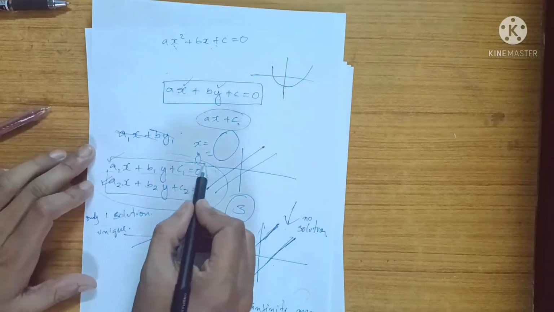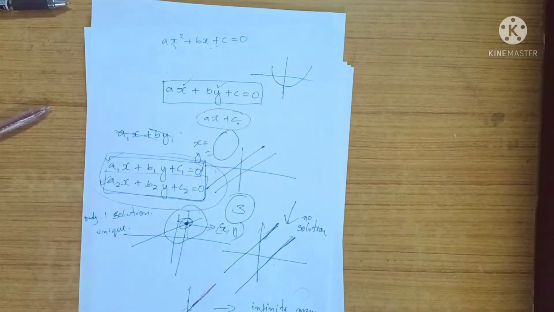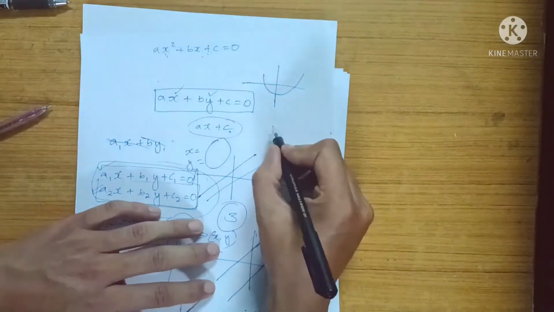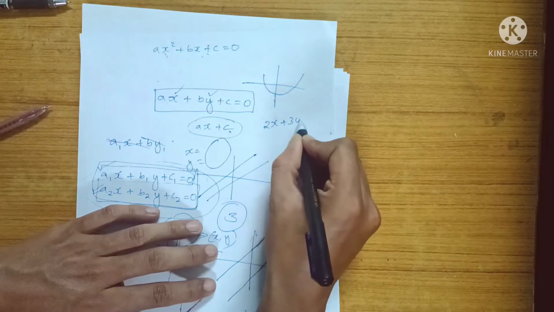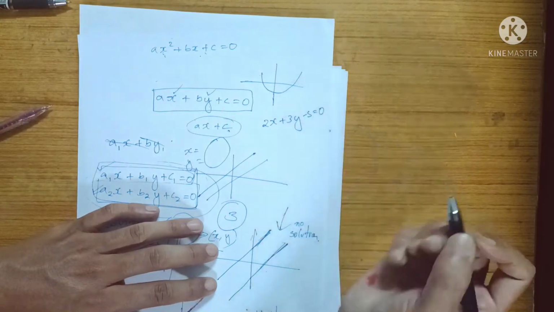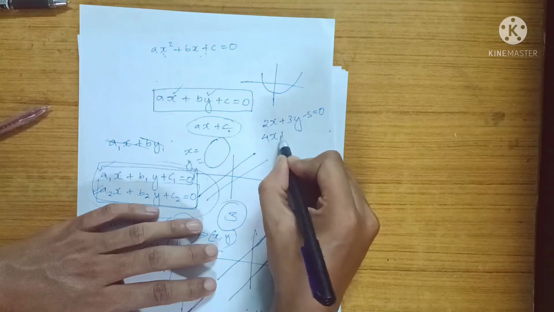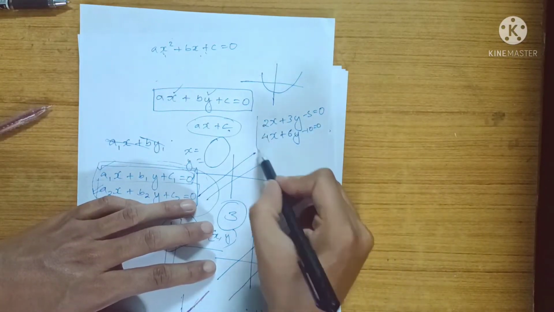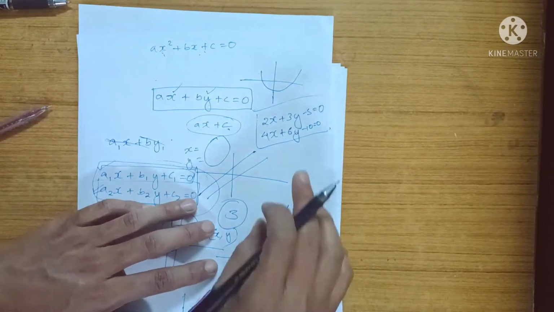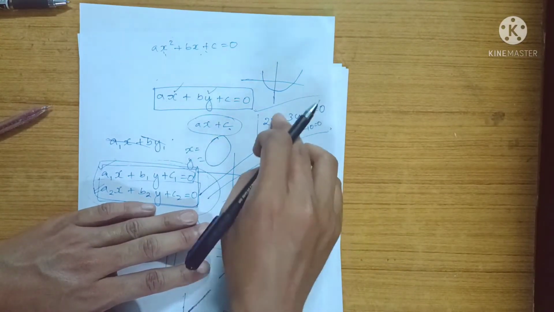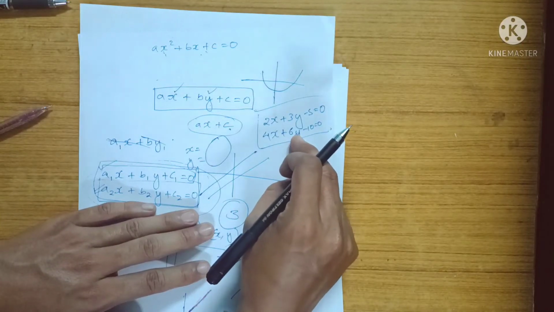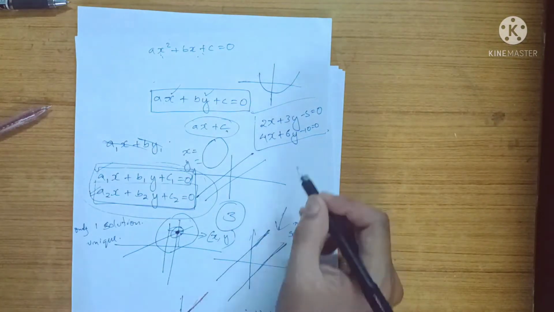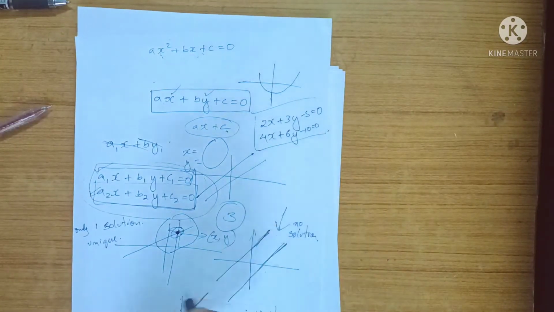Suppose I give you two equations, right? Suppose I give you 2x plus 3y minus 5 equal to 0, and then 4x plus, let's say, 6y minus 10 equal to 0. If I ask you, are these two equations going to meet at one point, or are they going to be parallel, or are they going to overlap each other? You don't know, right? Because we'll have to plot the points, right?